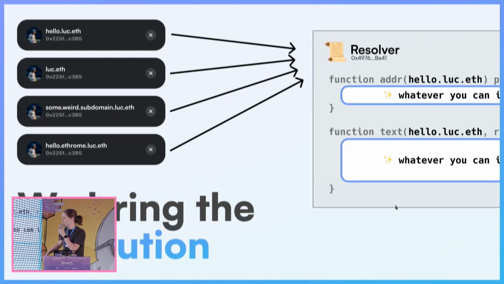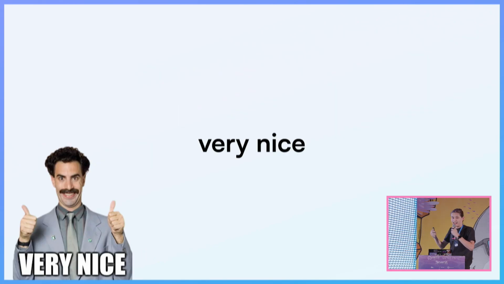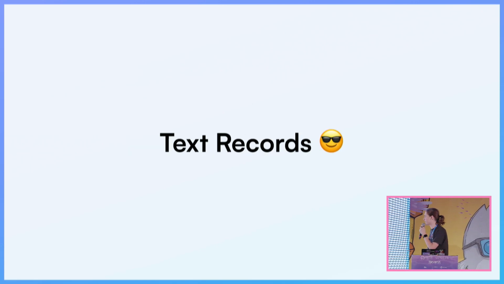So super simple. You bring the resolver. We bring the resolution. That's it. We're an open protocol. Anybody can implement us, whether you're building your own naming service or whether you're doing something completely different. ENS just works. It's great. Very nice. So you thought it was over? No, we're just getting to the good stuff.